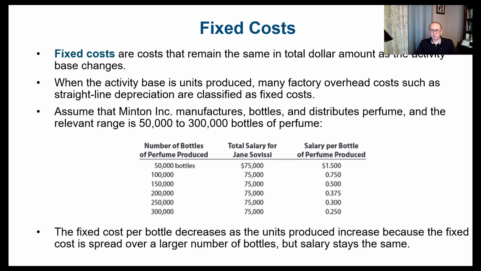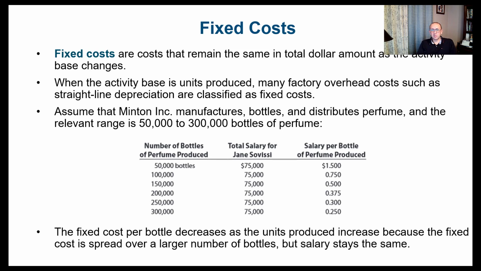So if the activity base is units produced, manufacturing overhead costs such as straight line depreciation are classified as fixed cost. Because, for example, depreciation is not going to change based on production in many cases, especially a building depreciation. Of course, if it's machinery, it's different. But let's talk about a building. The building depreciation, if we're assuming straight line depreciation, is going to be fixed year after year. It doesn't matter how much the production is. So let's see an example.